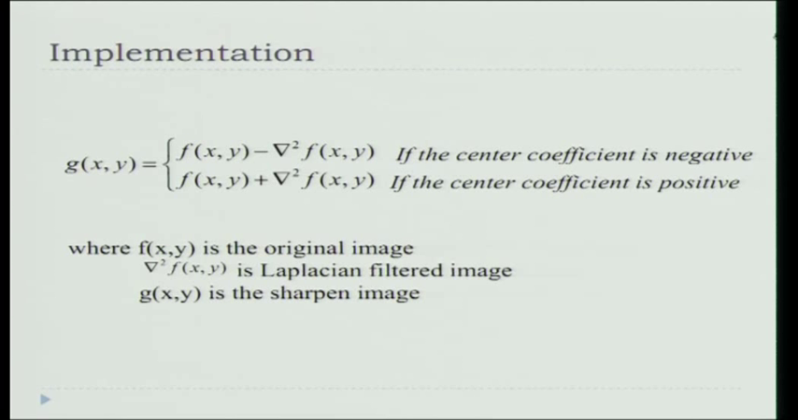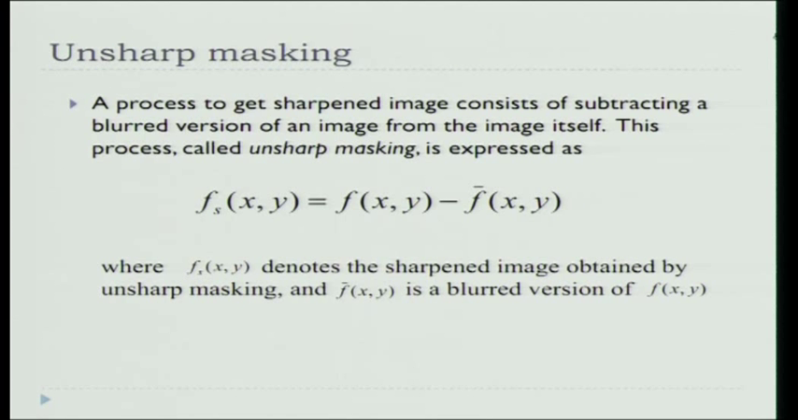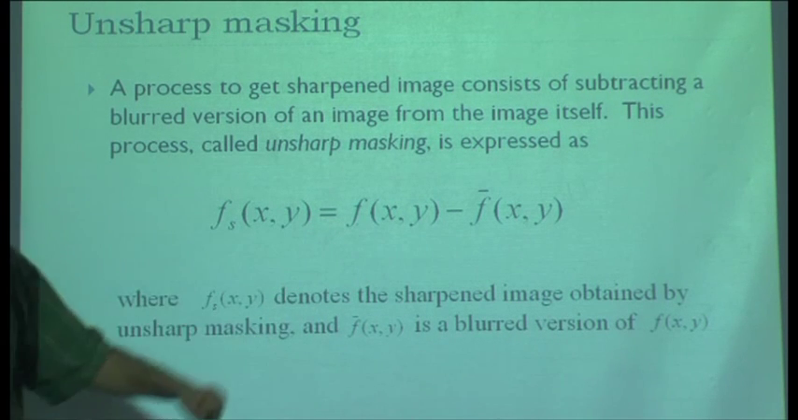So, f(x,y) minus g(x,y) will give me this, where g(x,y) is your sharp image. If I have to unsharp it, I just have to subtract g(x,y) from f(x,y). What is g(x,y)? It is a blurred image. So, if I subtract the blurred image from the original image, I should get the sharpened image. So, how to get the blurred image?